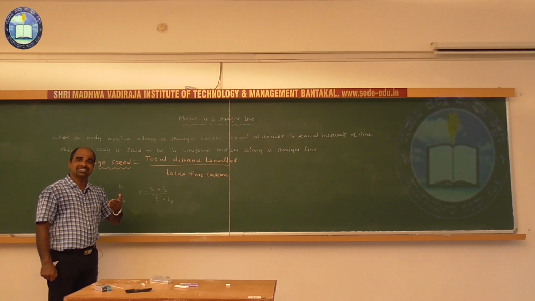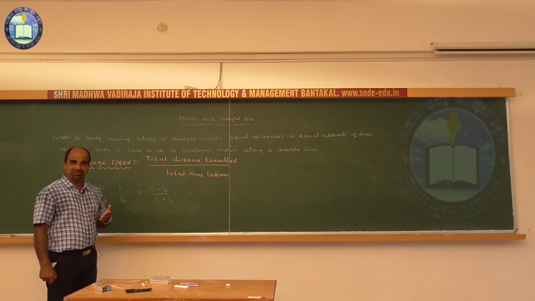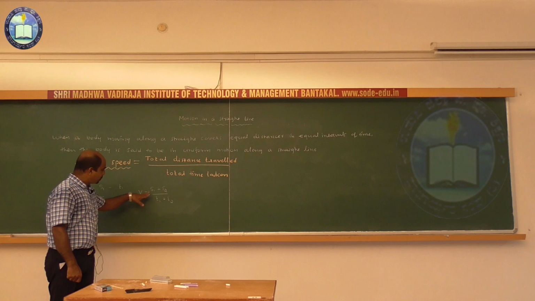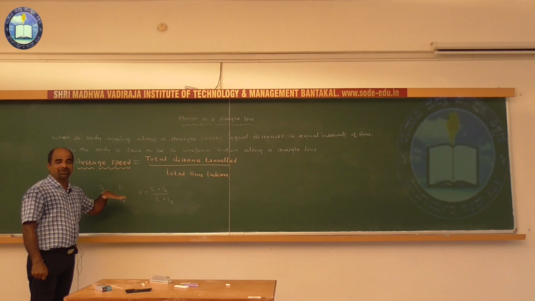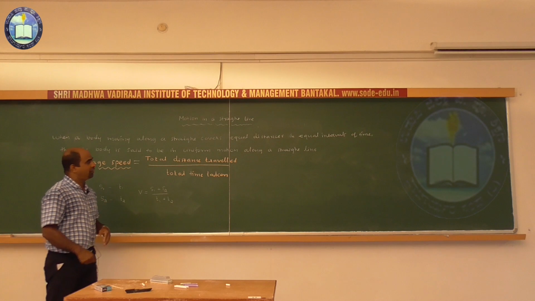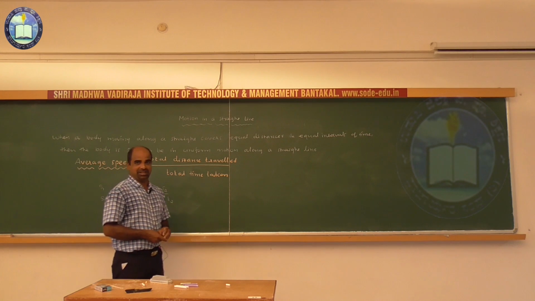Because distance is scalar, it can never be negative. So, divided by total time taken, t1 plus t2. So, it gives an idea about the average speed. I hope that all of you understood average speed clearly.